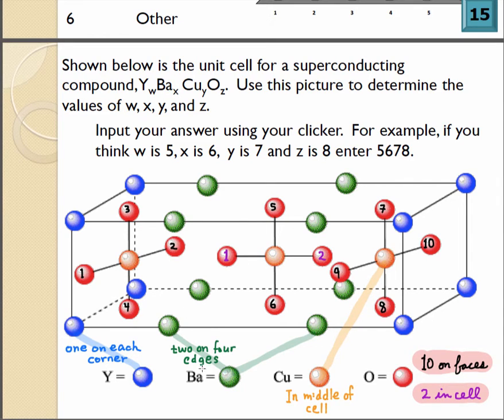And barium, I've got 2 on 4 edges. And yttrium, only 1 at each corner. That's a tongue twister if you say it too fast. Pause the video. What's the formula for this? It's actually a superconductor. Cool demonstration in class.